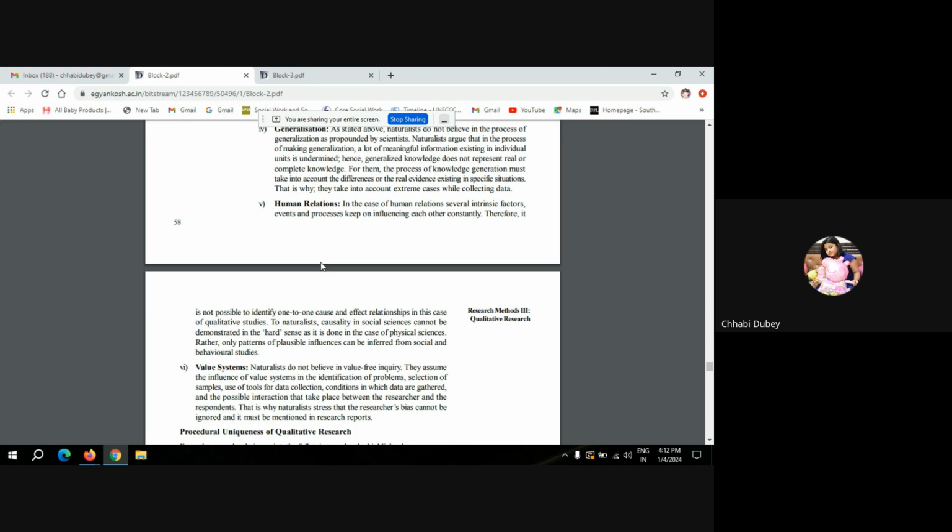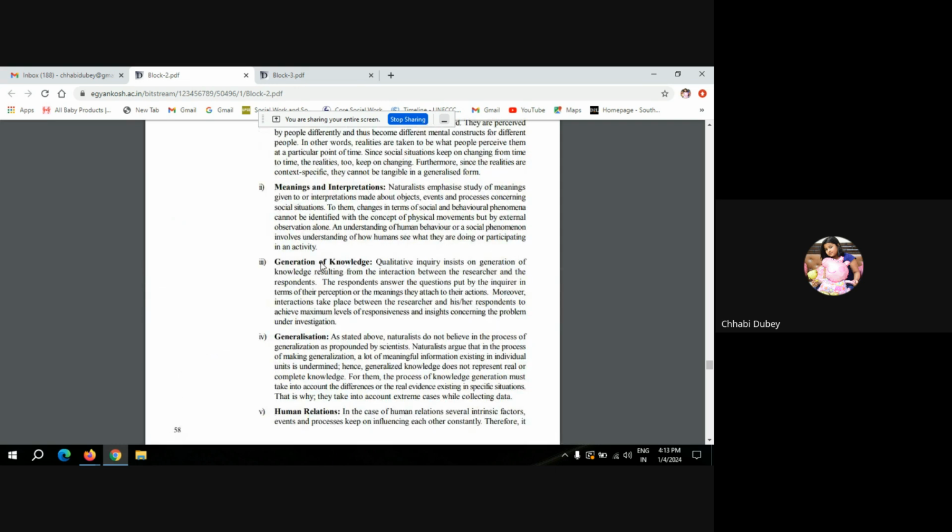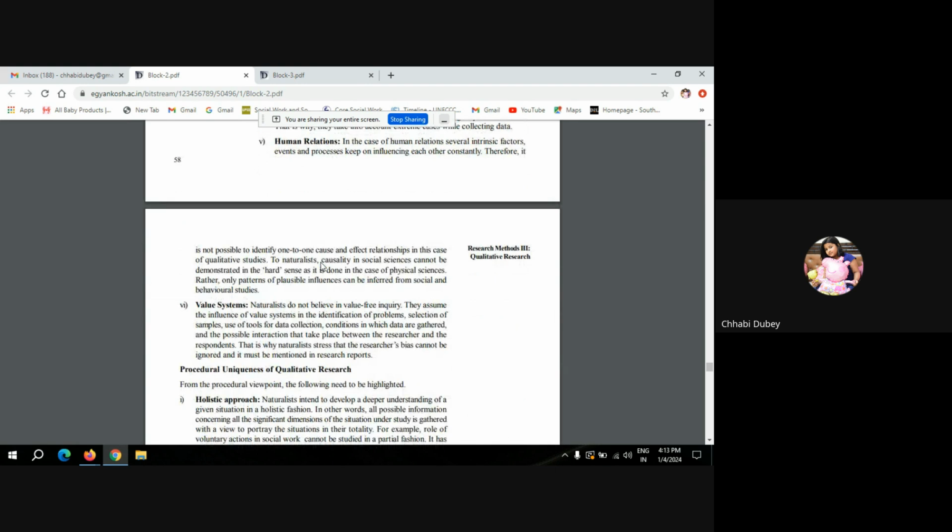So, as social scientists, we have to assume that the influence of value systems will definitely be there, especially when we are identifying problems, selecting the samples, or the tools that we are using for data collection. All of these things are going to be greatly influenced by the value system. So these are the basic aspects of what we have seen about the qualitative research method.